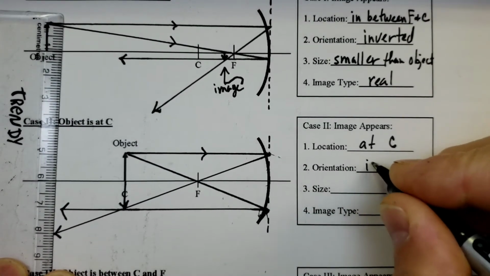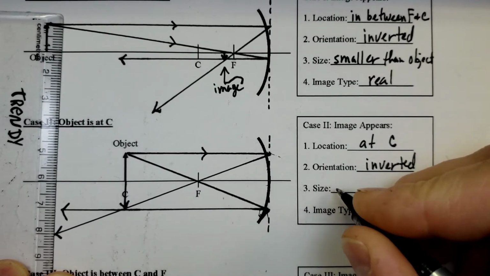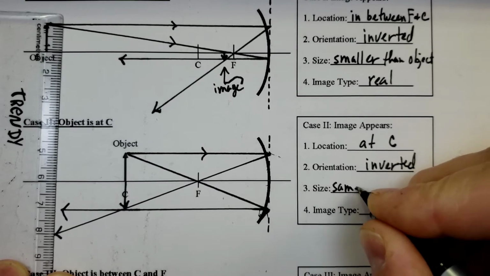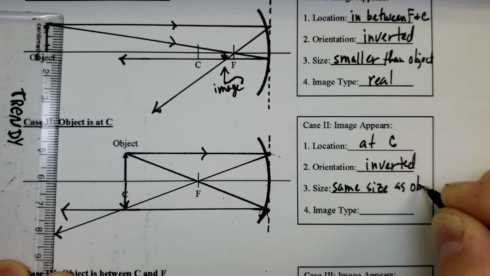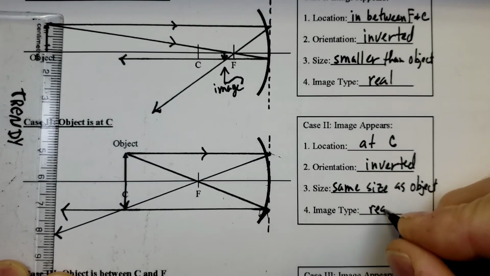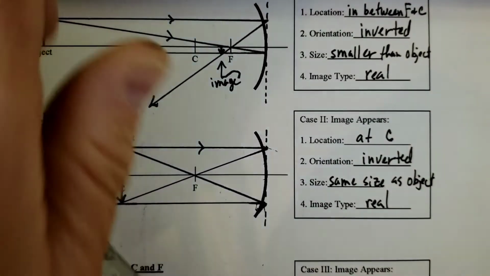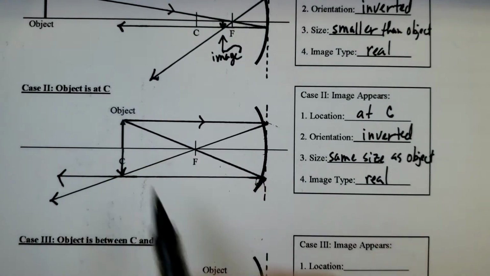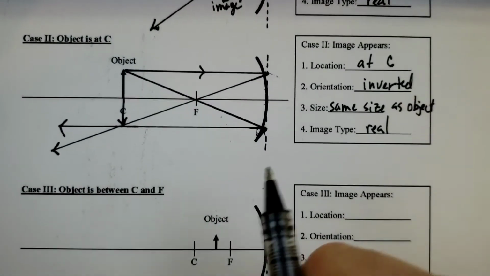Orientation, it's inverted. Size, believe it or not, is the same size as object. And the image type, it is real as well. If we put a screen there, we would in fact be able to pick it up. Okay, so that is a common trait when the object is at C. We get an image that is also at C, same size, except inverted.